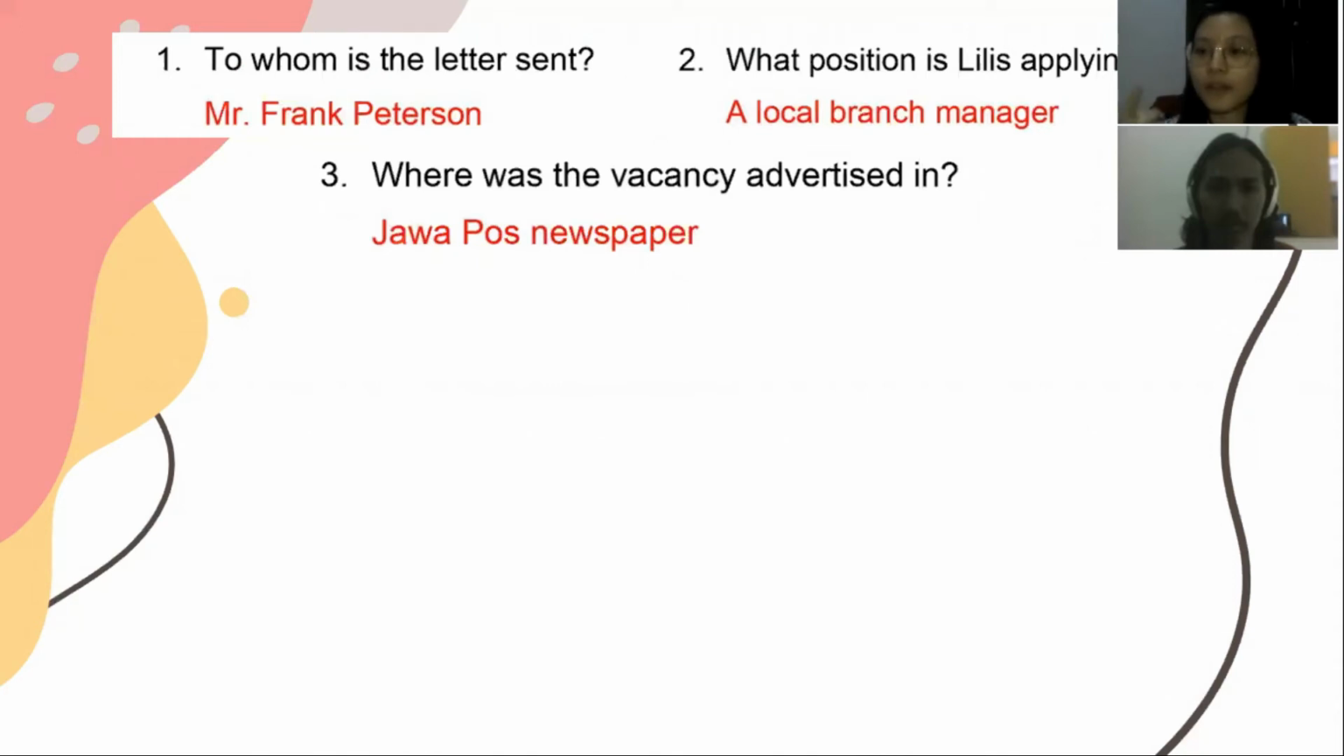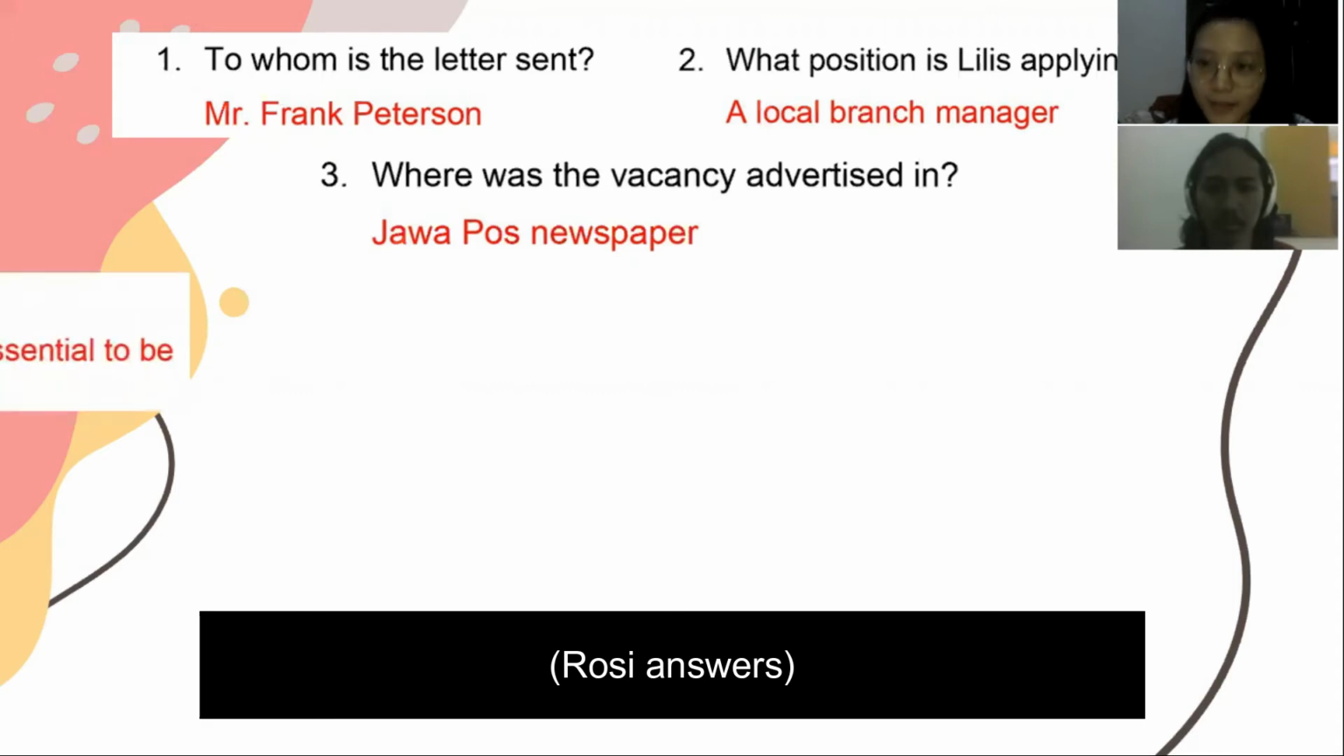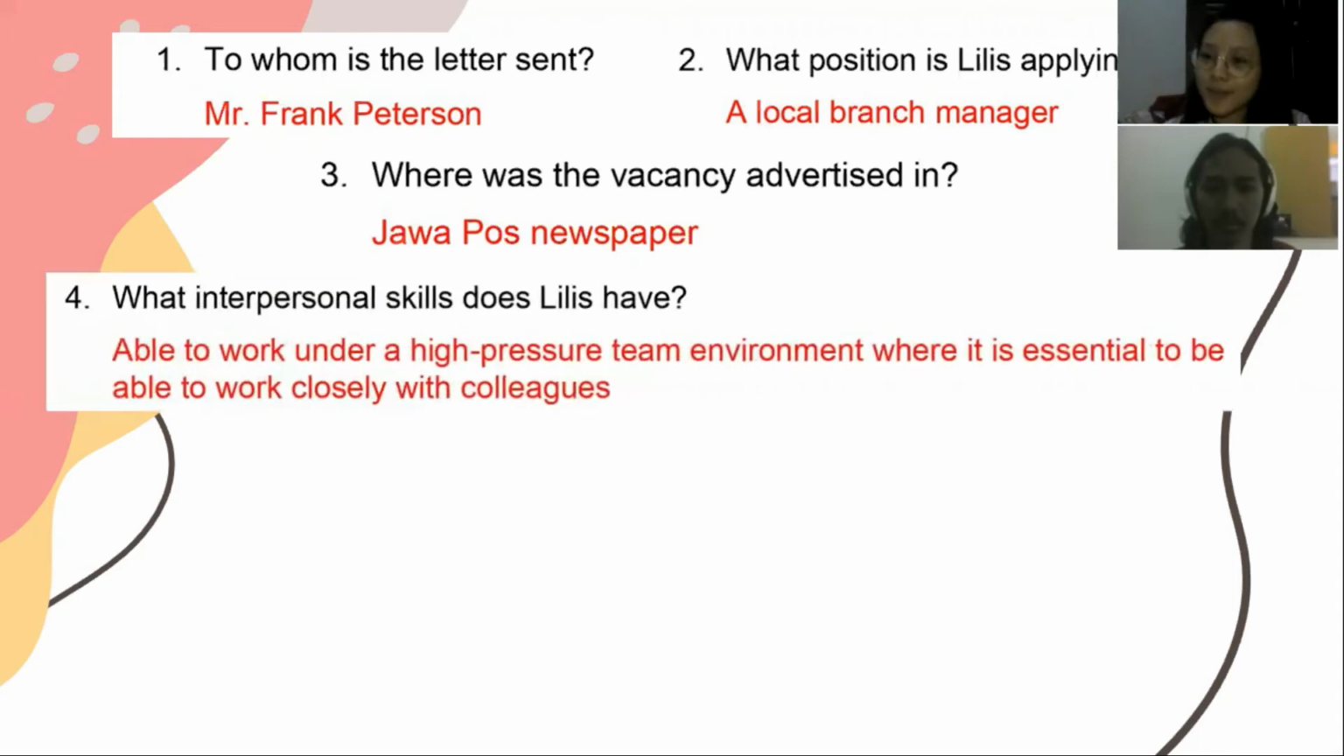Lilis found the vacancy from this newspaper. All right. Okay, so number four. Can I please have Rossi answer number four? Thank you, Rossi. That is correct.